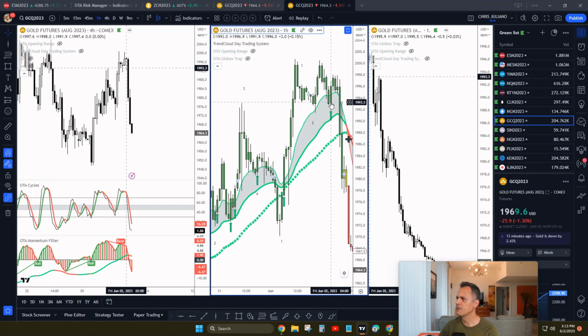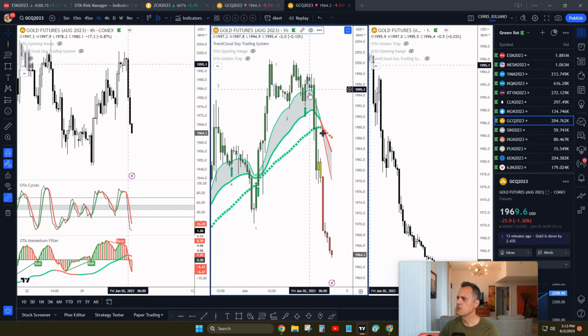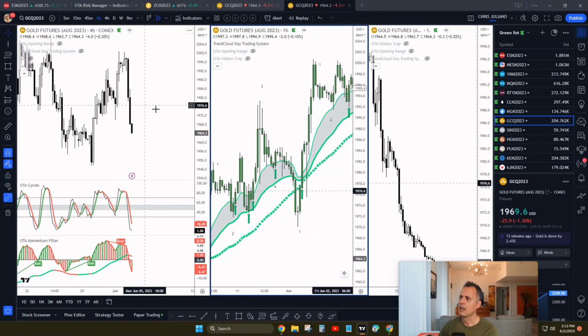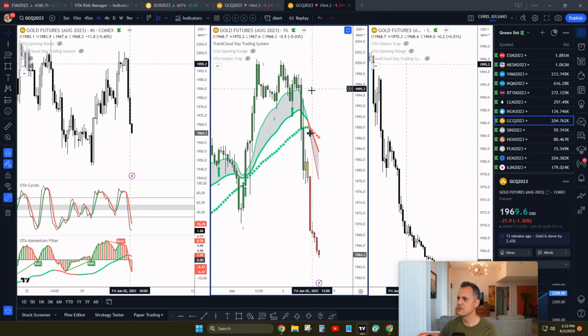Right here, 4 o'clock in the morning. And here we are. So candles are green. We've got this nice green uptrend here. This is just making the trend easier for us to see, which is why it's designed like that. So green candles, we're in an uptrend. But look, we've got downward momentum.